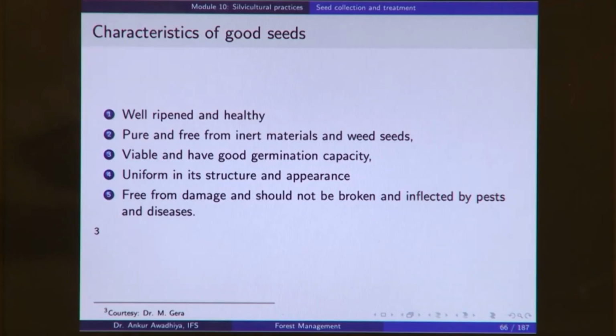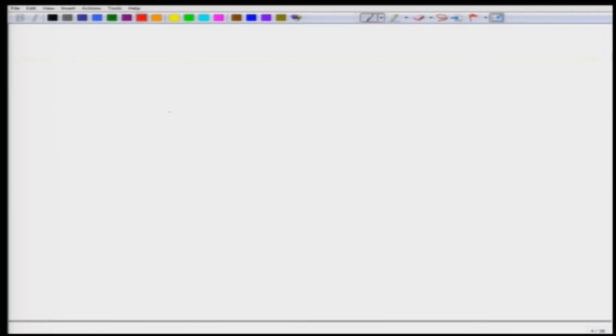They should be uniform in the structure and appearance. So, typically what happens is, when you look at the seeds of a plant, they may come in different sizes. Just like all of us have different heights, different skin colors, different eye colors, different hair colors, similarly, the different seeds of the same plant or of the same species may have different appearances or different sizes.